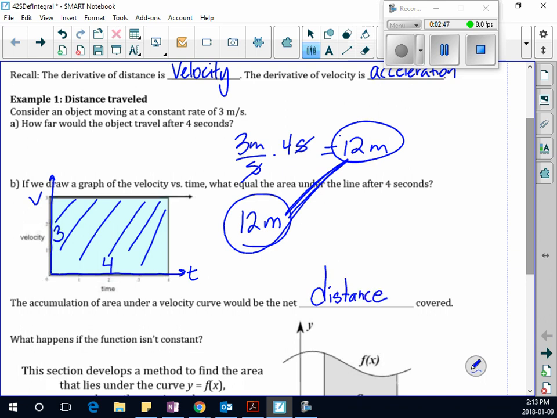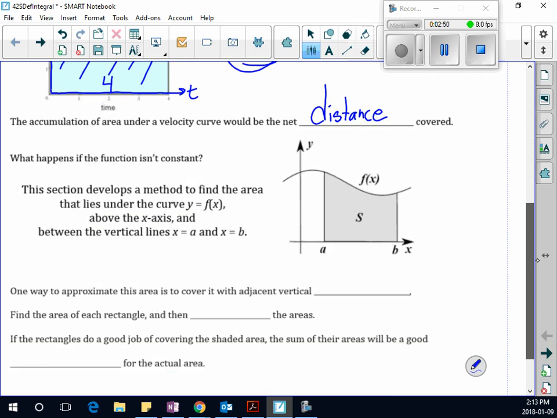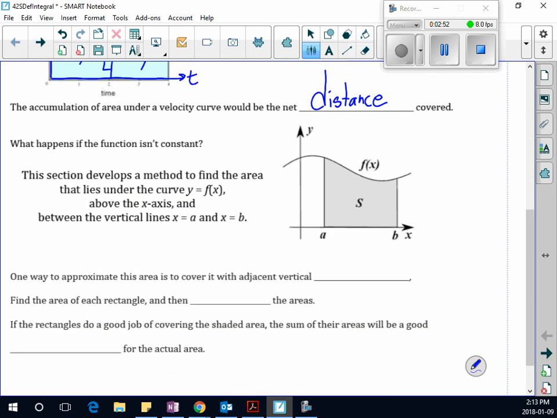So what happens if the function isn't constant? So if we have a curve like this, it's a little harder to find the area, right? It's not just a nice little rectangle. So this section develops a method to find the area that lies under a curve, y equals f of x, above the x-axis and between the vertical lines x equals a and b. So essentially this shaded region, right?